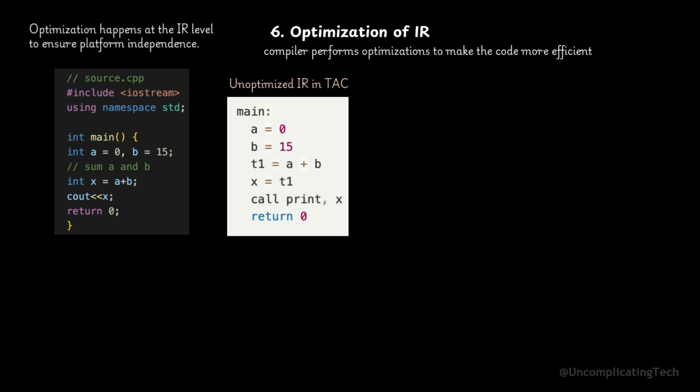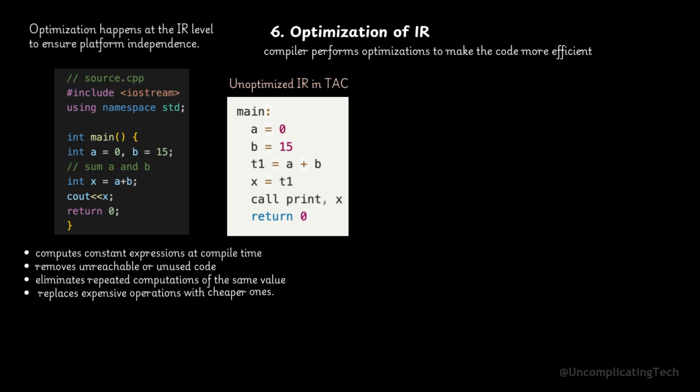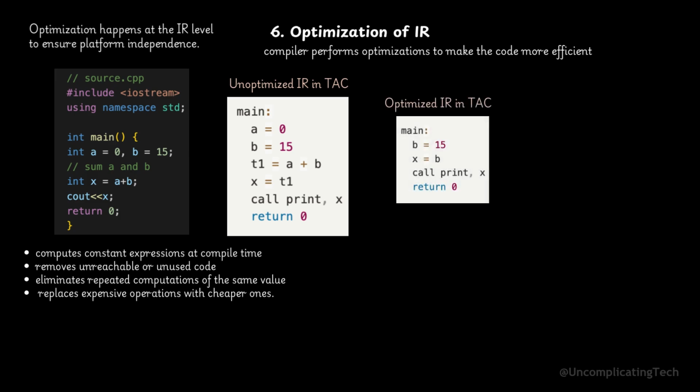This step computes constant expressions at compile time, removes unreachable or unused code, and eliminates repeated computations of the same value. It also replaces expensive operations with cheaper ones. Optimized IR after computing constant expressions and dead code elimination in 3-address code format will look like this. Notice how concise this is as compared to the previous step.